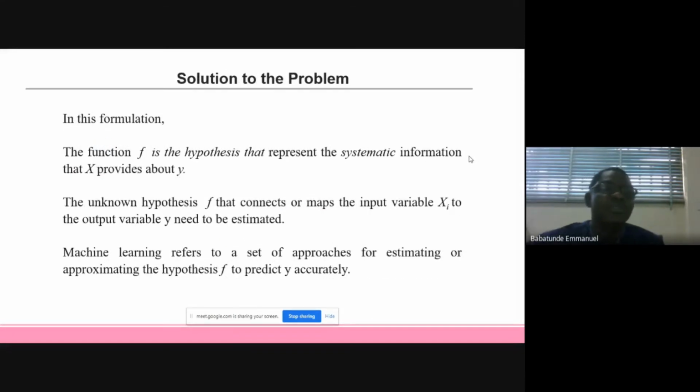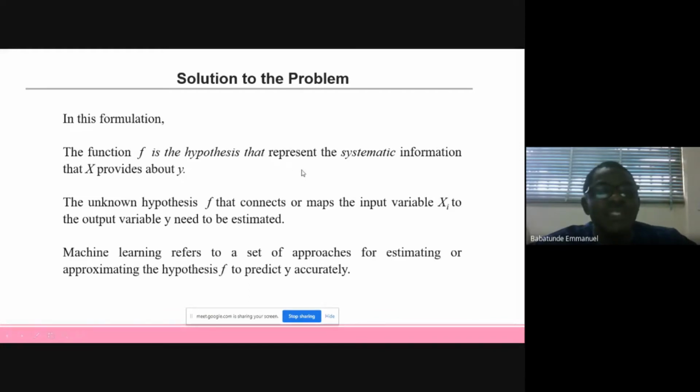So in this formulation, the function f is the hypothesis that represents the systematic information that x provides about y. What does this mean? It means that there is certain information that is embedded in the characterization of the features that will enable us to determine whether it is a benign cancer or a malignant cancer. And that is what the classification is all about.